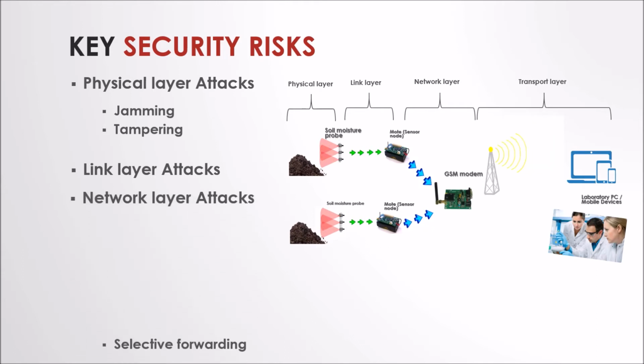Network layer attacks. In this attack, the attacker compromises a particular node in such a way that the node forwards only selective messages and drops other messages. This could lead to huge data loss.